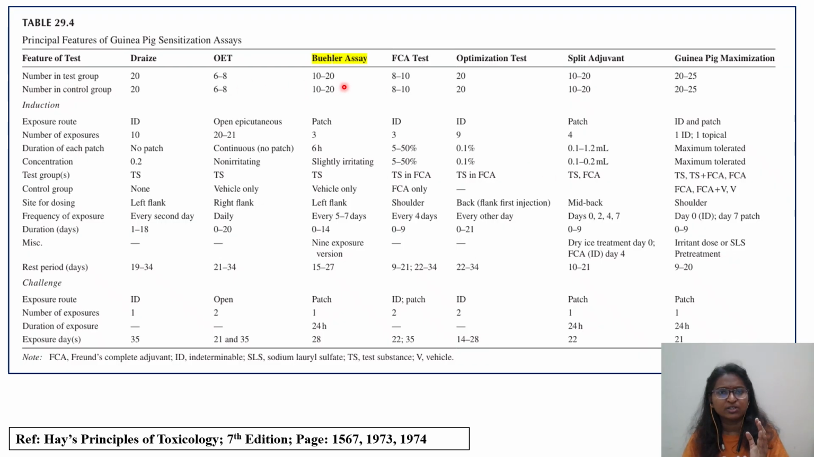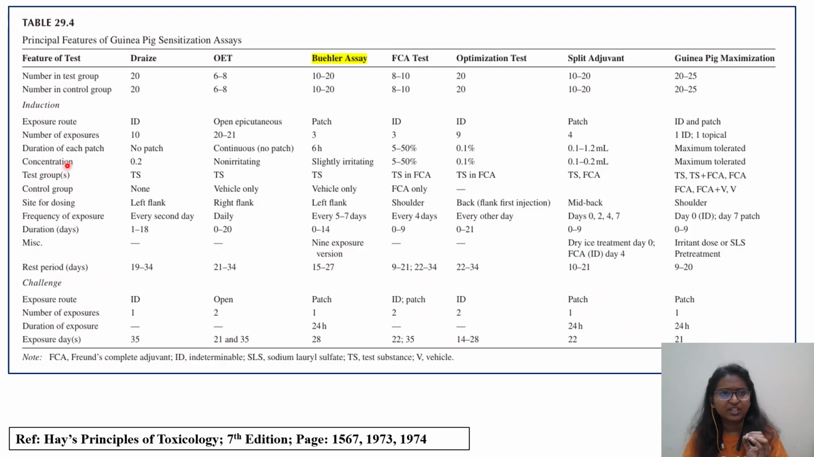The number in the test group is 10 to 20 guinea pigs. The number in the control group is 10 to 20. Here we have the induction phase. The exposure route is through a patch. The number of exposures is 3. The duration of each patch is 6 hours. The concentration is slightly irritating. The test group receives the test substance, and the control group receives vehicle only. The site for dosing is the left flank of the guinea pig. Frequency of exposure is every 5 to 7 days. The duration is days 0 to 14. Miscellaneous: this is the 9 exposure version.